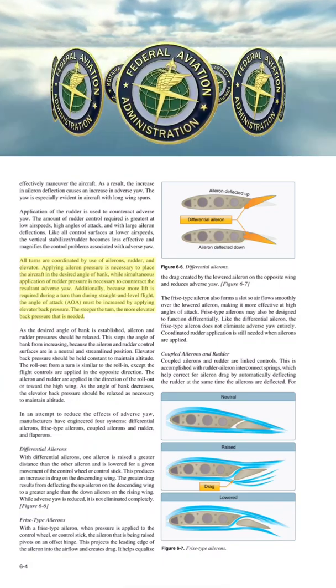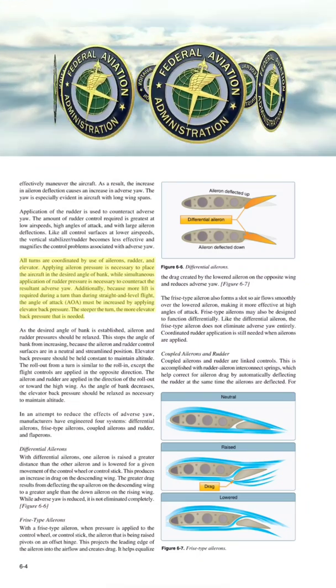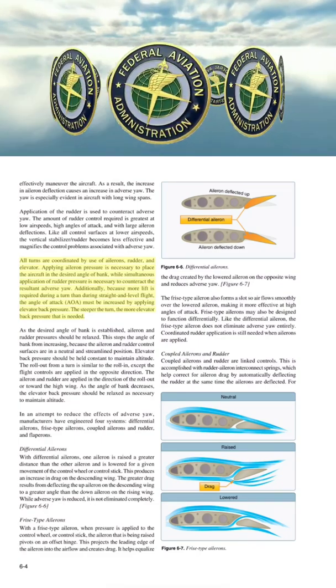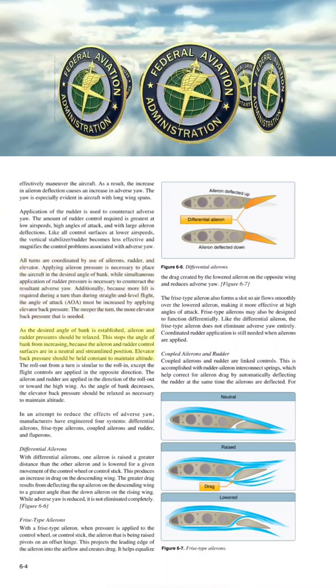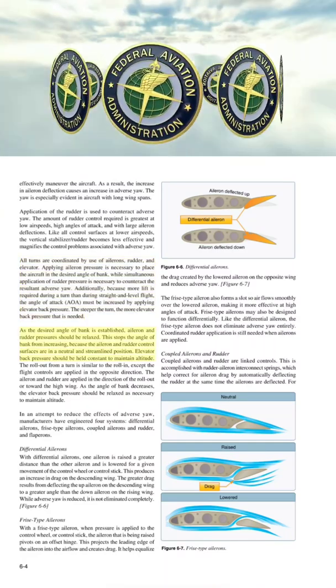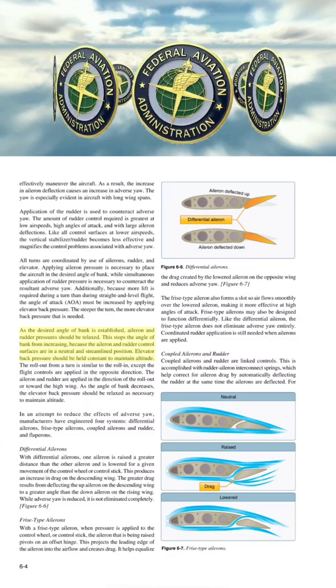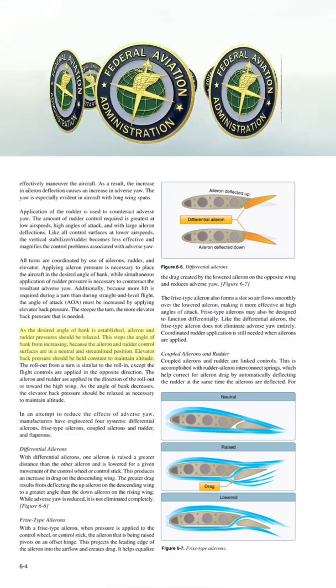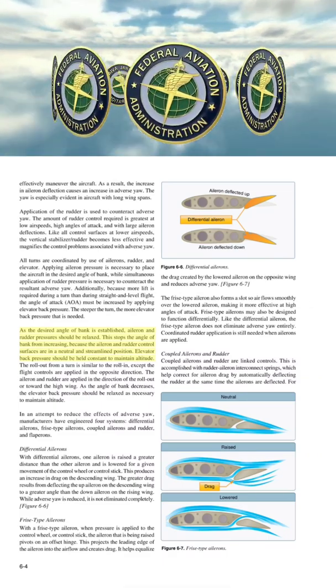Additionally, because more lift is required during a turn than during straight and level flight, the angle of attack (AOA) must be increased by applying elevator back pressure. The steeper the turn, the more elevator back pressure that is needed. As the desired angle of bank is established, aileron and rudder pressures should be relaxed. This stops the angle of bank from increasing, because the aileron and rudder control surfaces are in a neutral and streamlined position. Elevator back pressure should be held constant to maintain altitude.